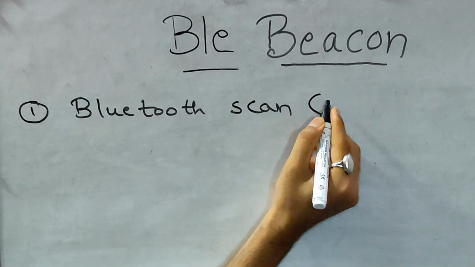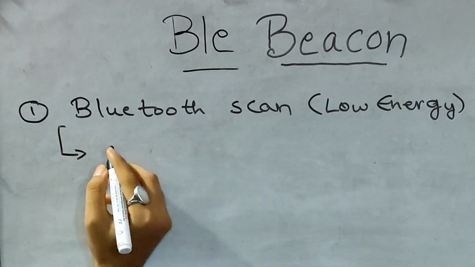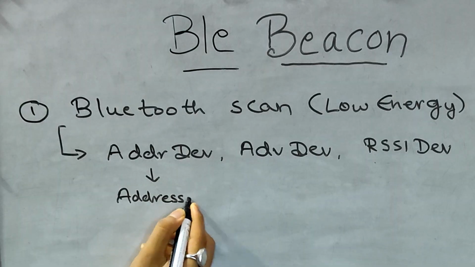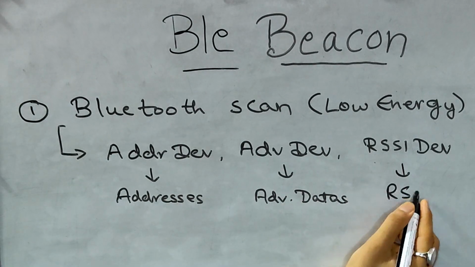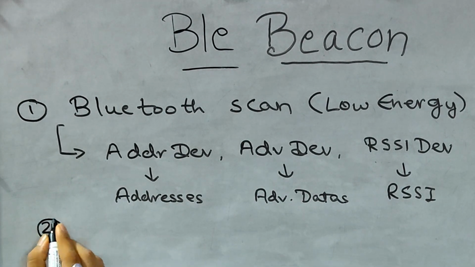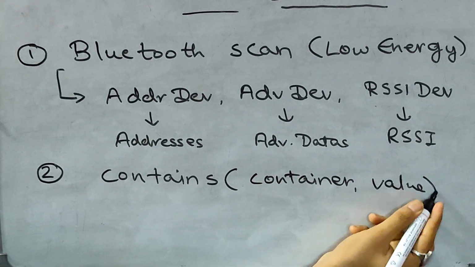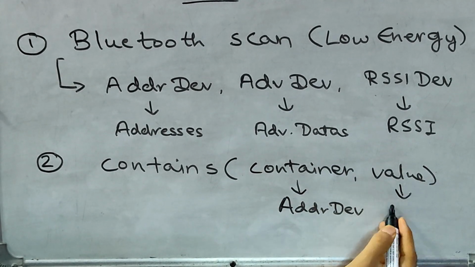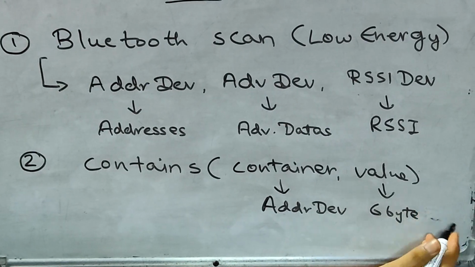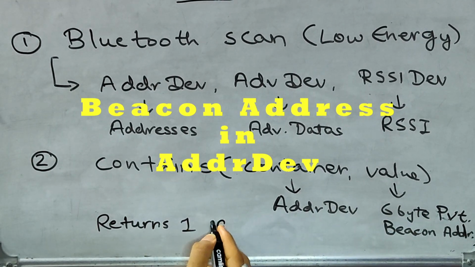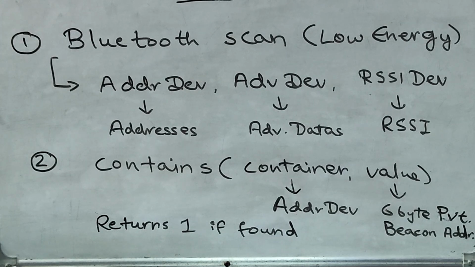Let's now understand the logic of our flow. So we scan for BLE beacons, and if one is found, all the information of the beacon is stored in the arrays defined earlier, like device addresses and RSSI data. A decision node checks whether our beacon's address is present in the ADDR-DEV array or not.